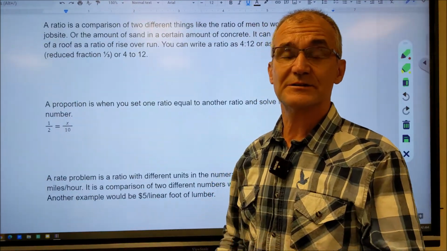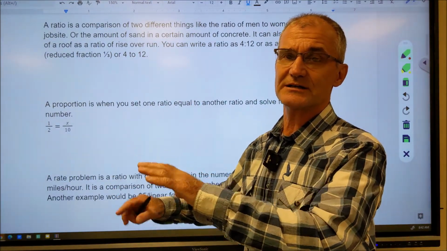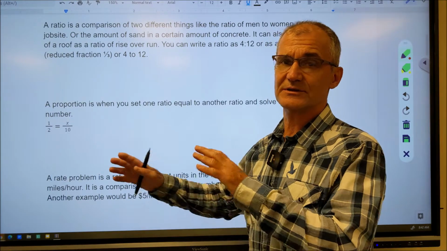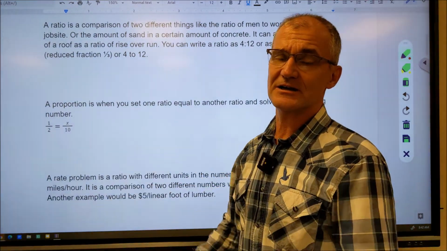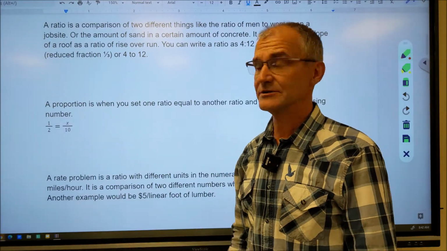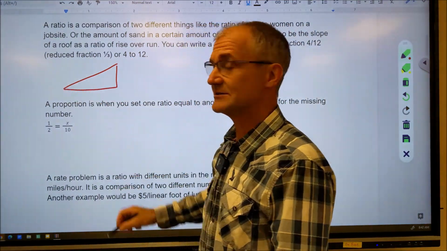A ratio is a comparison of 2 numbers, like say men to women on a job site. It could also be ingredients, whether you're mixing concrete or cookies. It could be how much sand is in a yard of concrete. It could be the pitch of a roof. If you're looking at the pitch of a roof, the common ratio is rise over run.